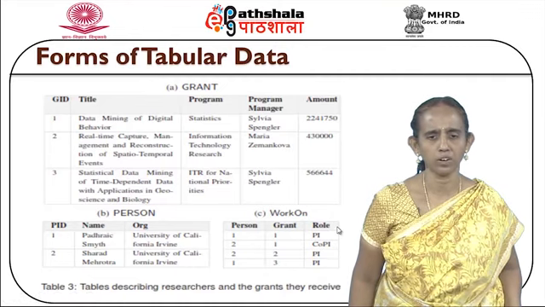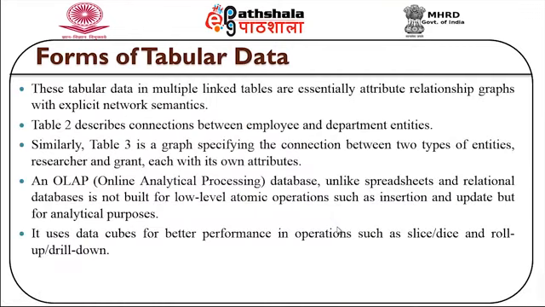So these tabular data in multiple linked tables are essentially attribute relationship graphs with explicit network semantics. So they describe the connections between the employee and the department entities. Similarly, we also have a graph specifying the connection between two types of entities, the researcher and the grant, each with its own attributes.